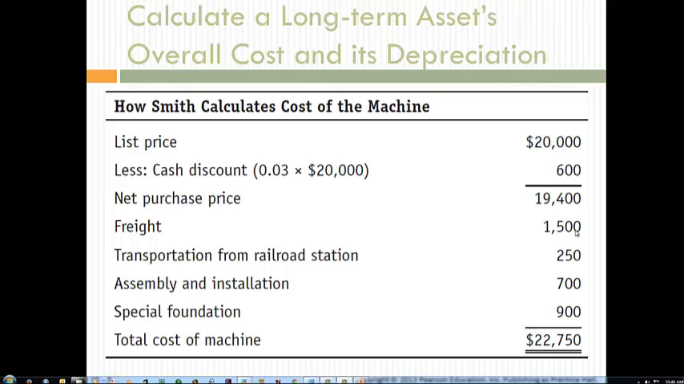Now let's look at the other expenses involved in obtaining this machine. Smith paid $1,500 in freight, which means it costs $1,500 to have the machine shipped to him. He also paid $250 to bring the machine from the train station to the location it would be used. Then he paid $700 to install and assemble the machine, and $900 to build a special foundation to put the machine on. Add all these up, and the total price is $22,750. This is the amount that will be debited to the machine account when the journal entry is made to record the transaction.